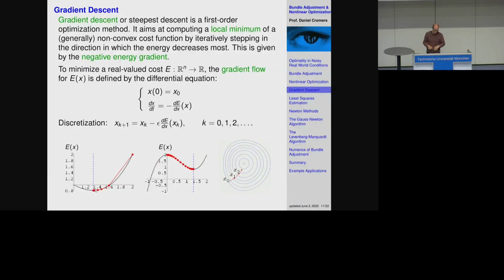And if you have a convex energy, meaning you only have one minimum, then it finds that minimum. In most loss functions, though, your energies are not convex, which means you may have local minima, and then you will typically end up in some local minimum by this procedure.